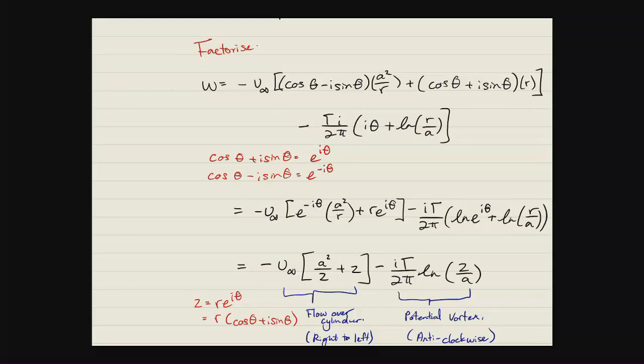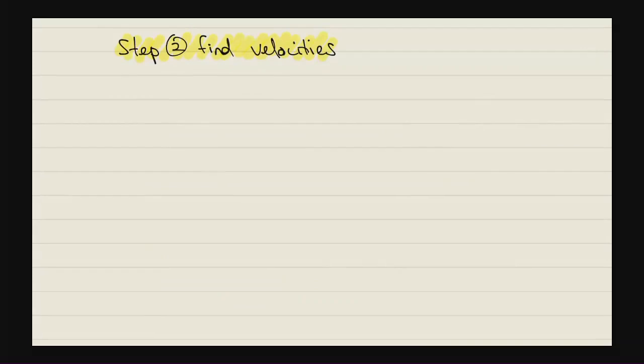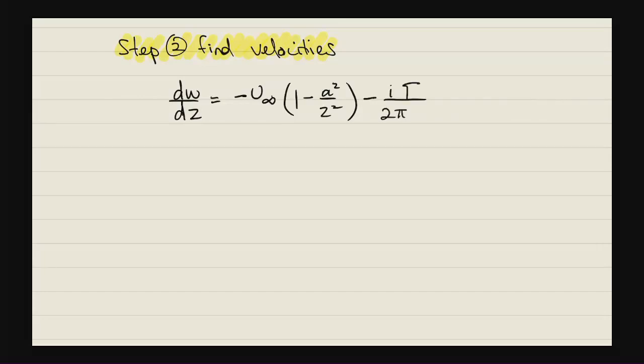Okay, so first step done, we found the complex potential. The next step is to find our velocities. Finding our velocities from our complex potential is quite easy. It's just going to be dw/dz. Let's just differentiate dw/dz first. So we're going to get negative U infinity times 1 minus a squared over z squared, minus i gamma over 2 pi z.